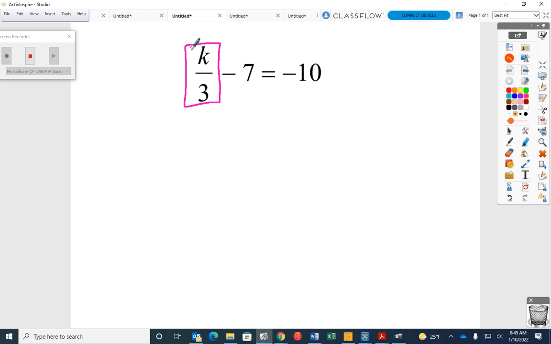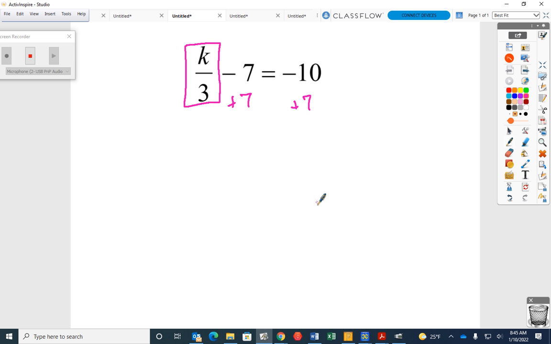A negative 7. How do I get rid of negative 7? Positive 7. And remember, equations are what? Balanced. So whatever I do to one side, in order to keep it balanced, I have to what? Do to the other. So if I add 7 here, and I add 7 here.